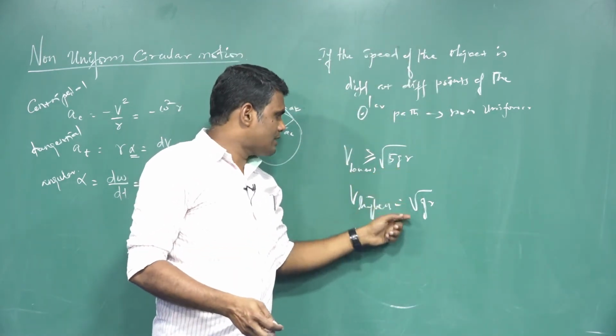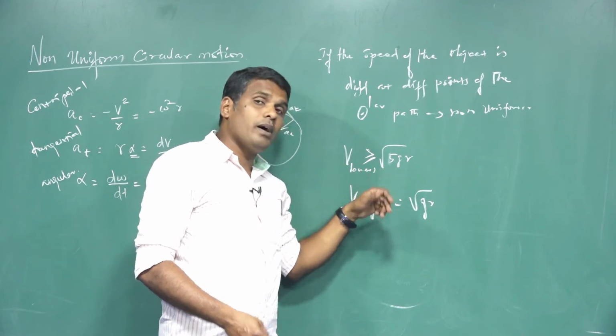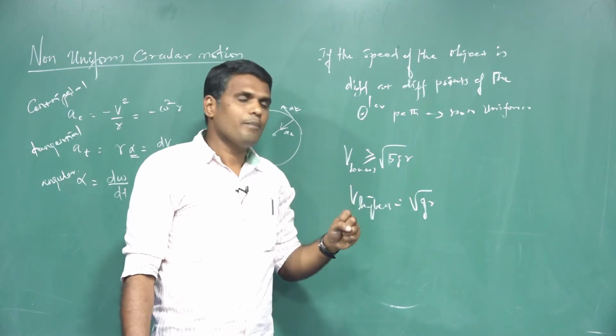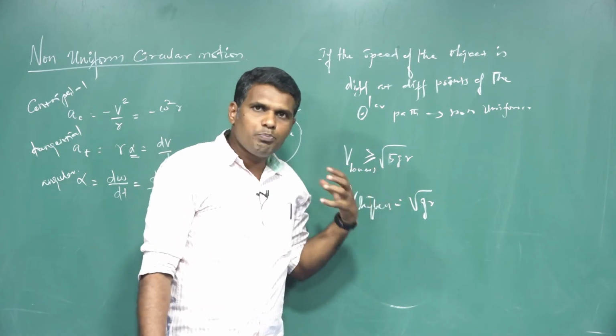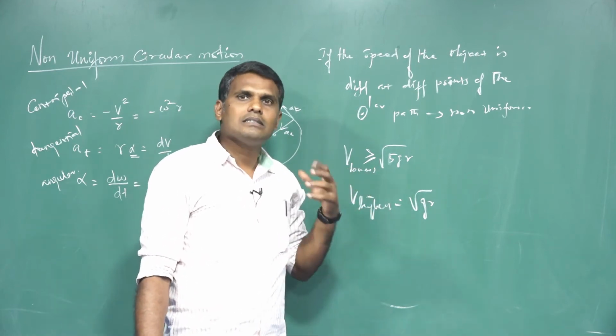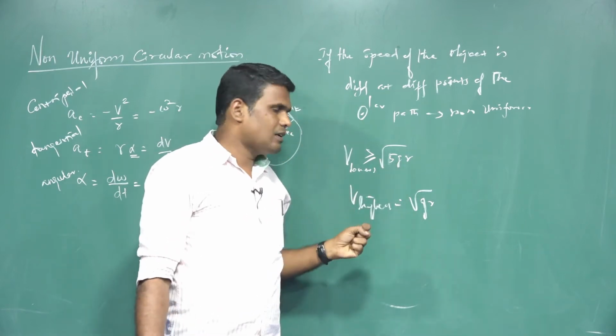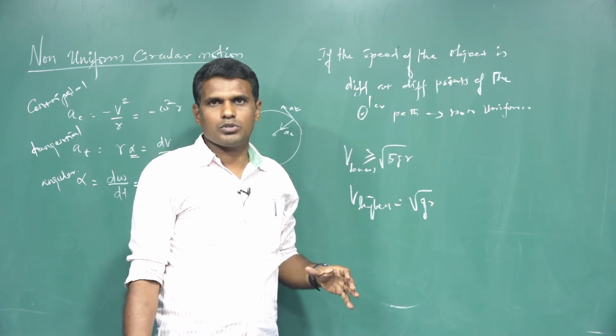So if you look at the case here, both are velocities. At the lowest point, it possesses some velocity. At the highest point, it possesses a different velocity. In other words, I can say the speed of the object changes. The magnitude is changing here. So the speed of the object changes when it describes a vertical circular motion.